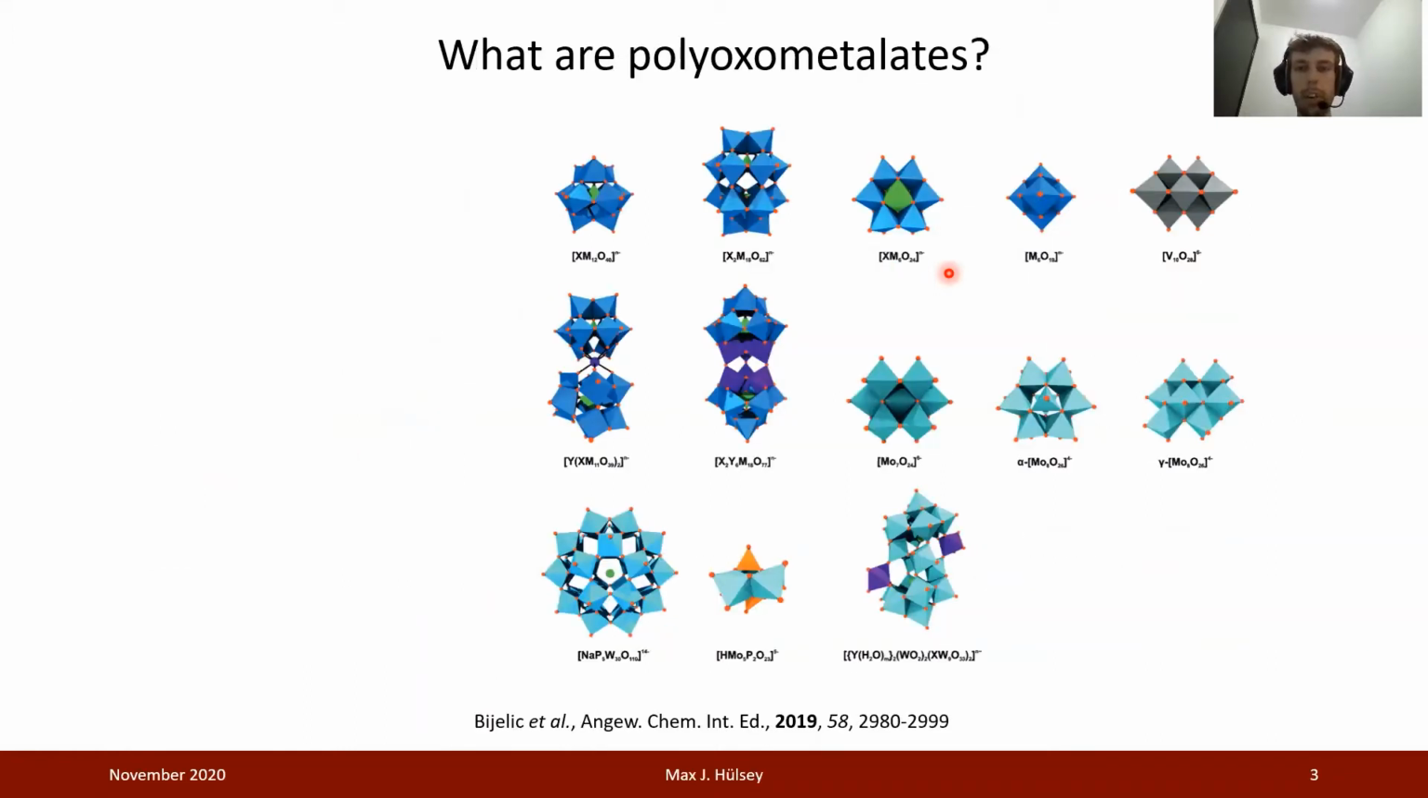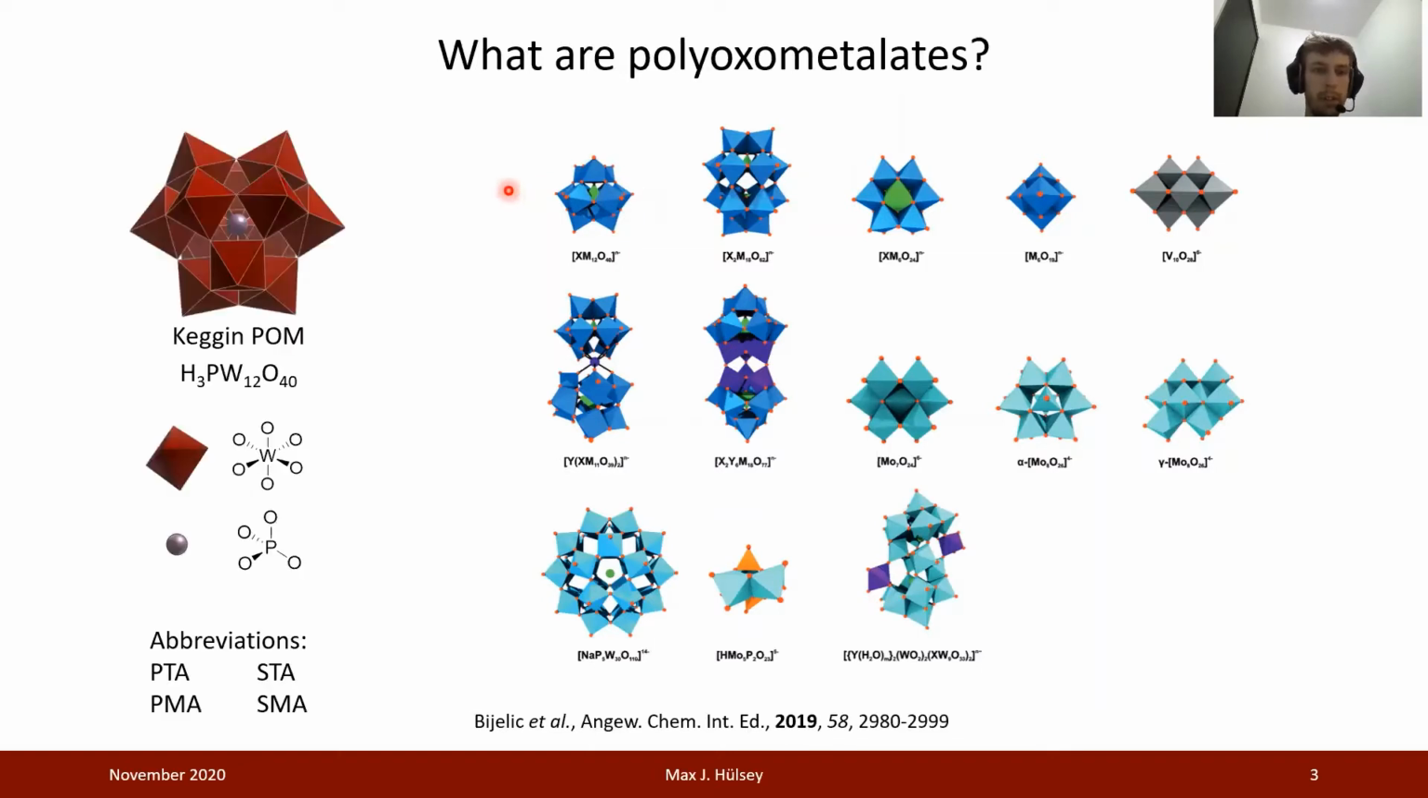Polyoxymetallates are small, molecularly defined metal oxoclusters. There's a variety of structures as shown here, but in my talk I will mostly focus on this Keggin structure that is also shown on the left here. The composition is H3PW12O40, or we'll be using a lacunary POM. The composition of that is PW11O39.